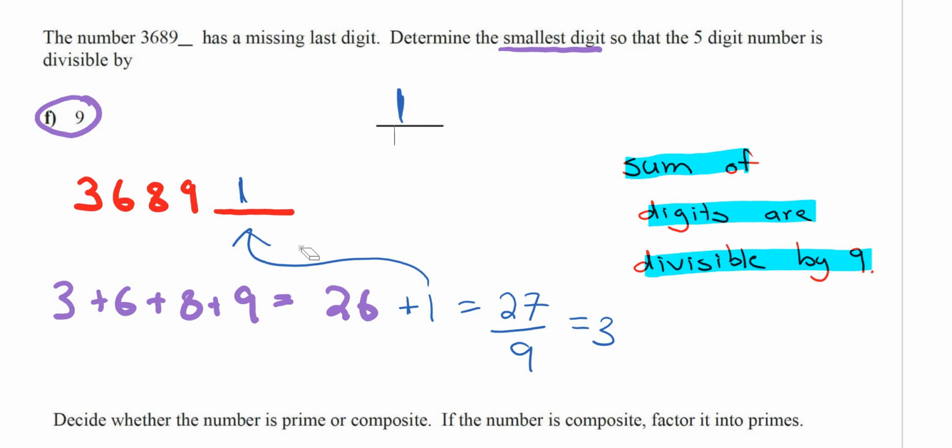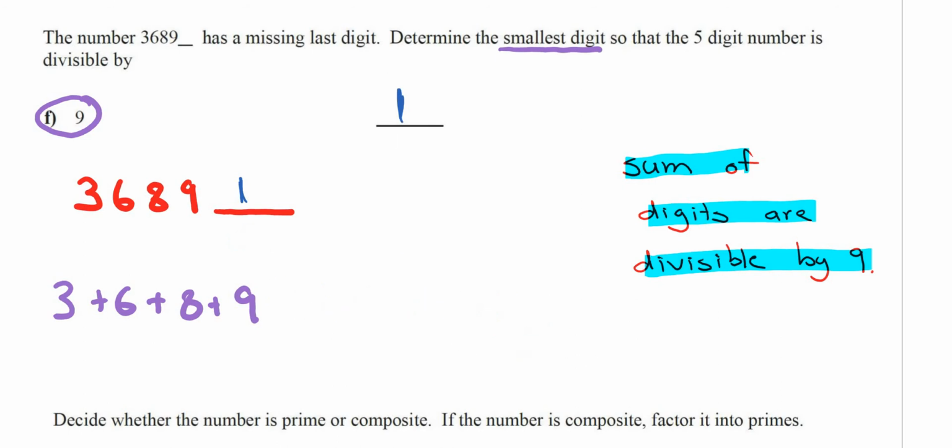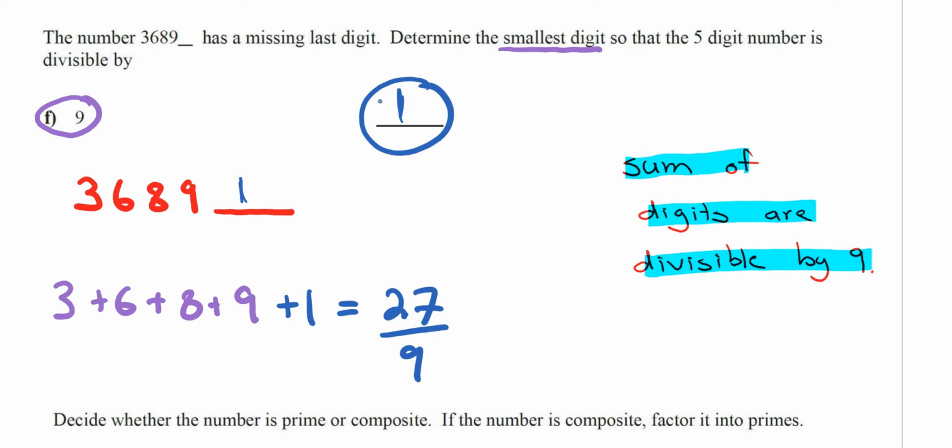And once again, if the last digit is 1, if you add up all those digits, you get a number that is divisible by 9, and that's why we have satisfied the condition there. So the last number is going to be 1 for this case.